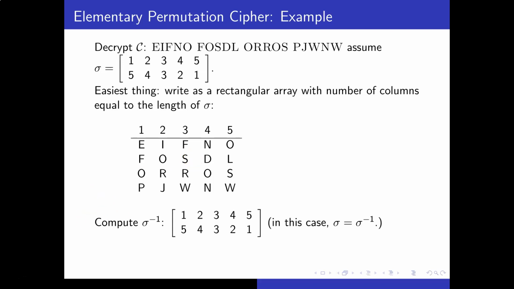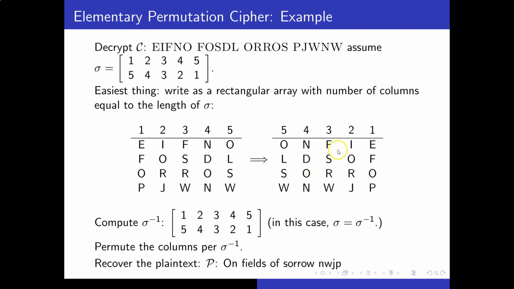Technically, I compute sigma inverse. In this case, I get the same thing back. So I'm going to do the same kind of operation. I'm going to send the first column to the fifth column, back to the first, 2 and 4 get interchanged, and 3 remains where it is. When I do that, I get my plaintext back, and I parse it back out, and I get "on fields of sorrow," and then again, there were about 4 null characters that had to be thrown onto the end.